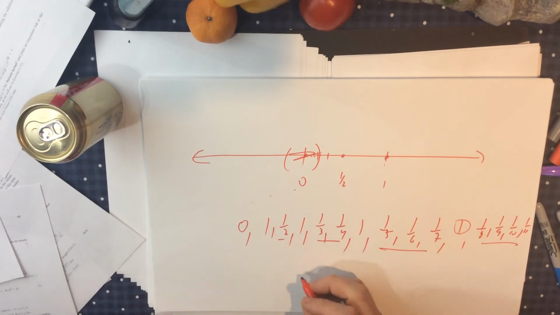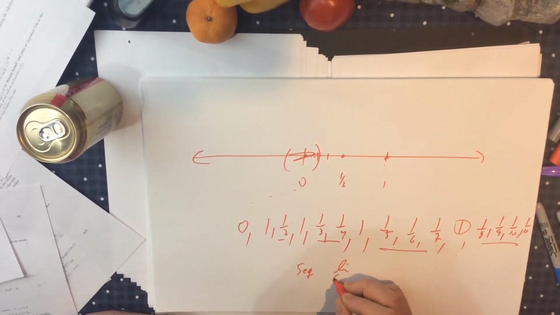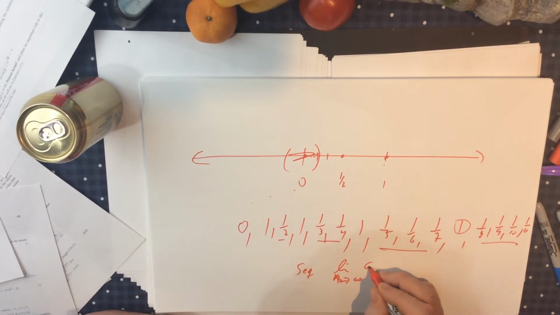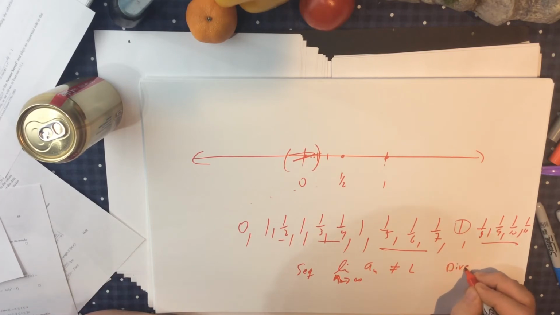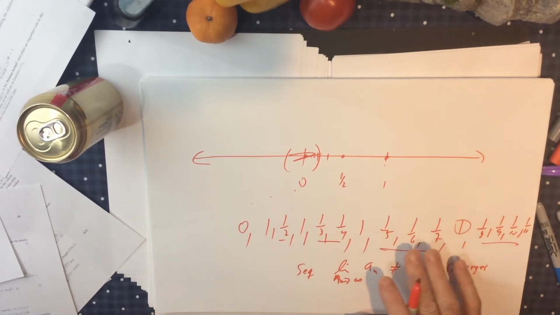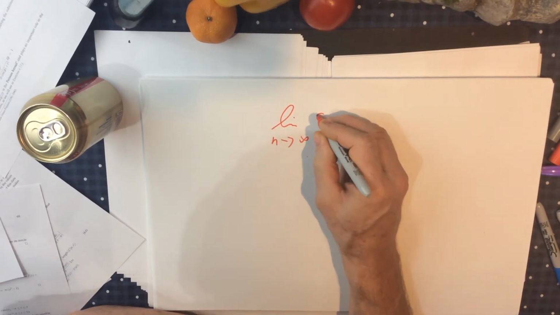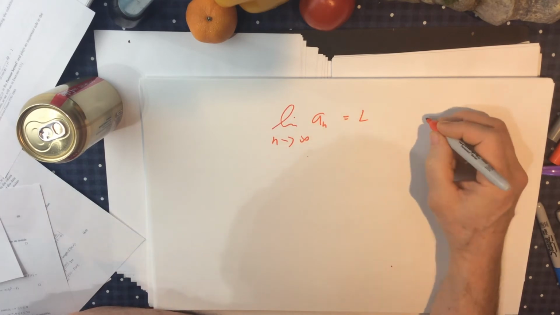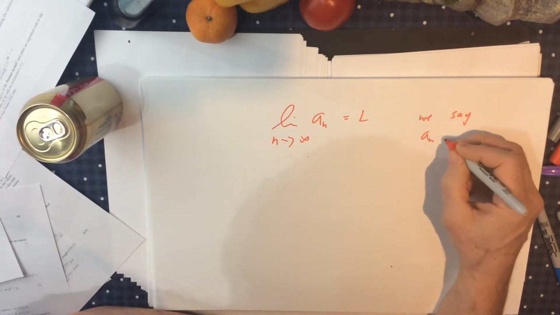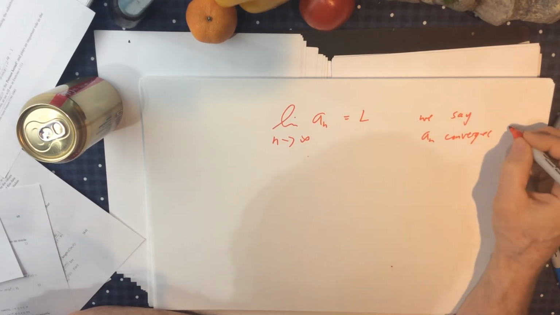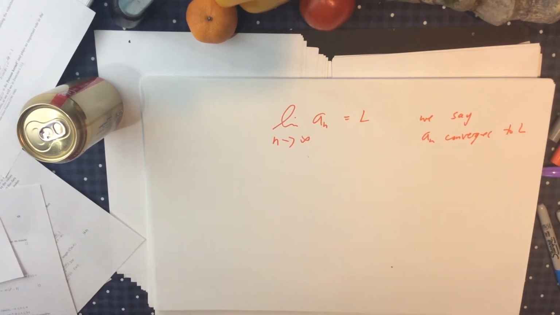So when sequences misbehave, so when sequences have the limit of a sub n, as n goes to infinity, of a sub n isn't a number, we say that the sequence diverges. It doesn't go anywhere. But when the limit, as n goes to infinity, of a sub n gets a specific value, we say a sub n converges, and we say where? To L.